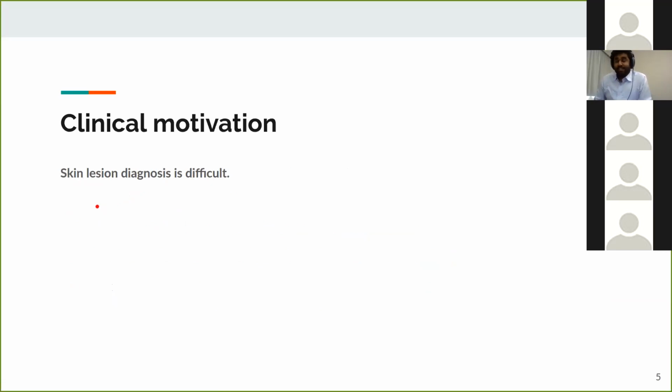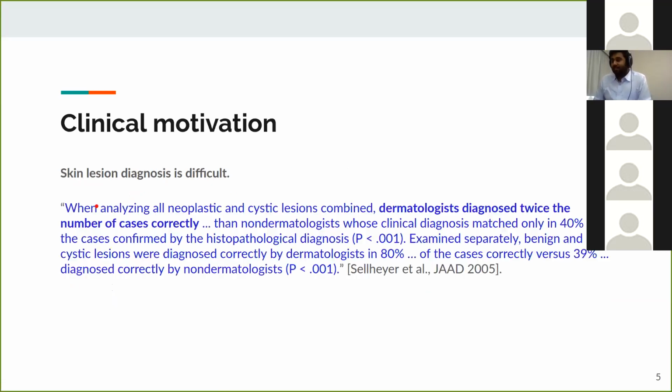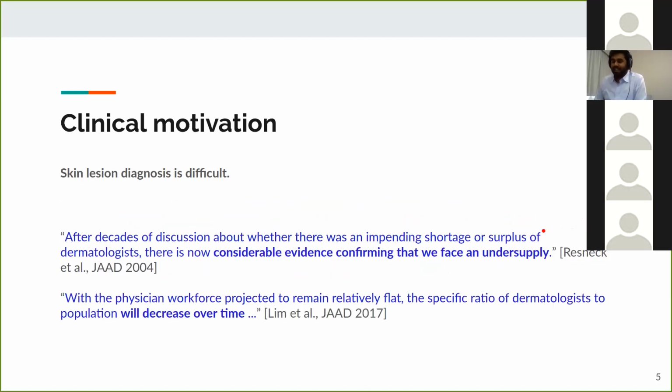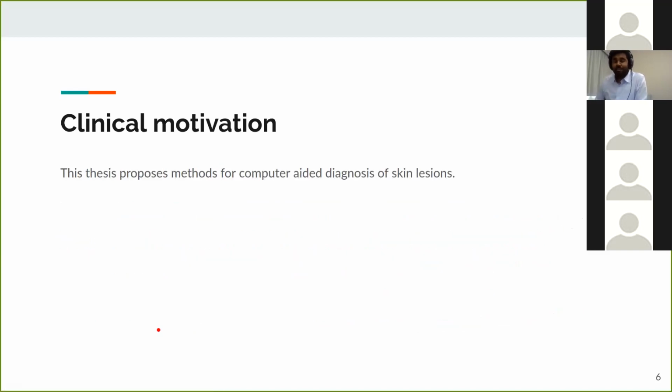Skin lesion diagnosis is difficult. This was shown in a study between dermatologists and non-dermatologists, where it was shown that dermatologists had nearly twice the accuracy of non-dermatologists, where they were able to diagnose 80% of the cases correctly as compared to 40%. However, the number of dermatologists has been on the decline recently, and there are studies which show that we face an undersupply. And a more recent study showed that the ratio of dermatologists to population is projected to decrease over time. In this thesis, we propose methods for computer-aided diagnosis of skin lesions.